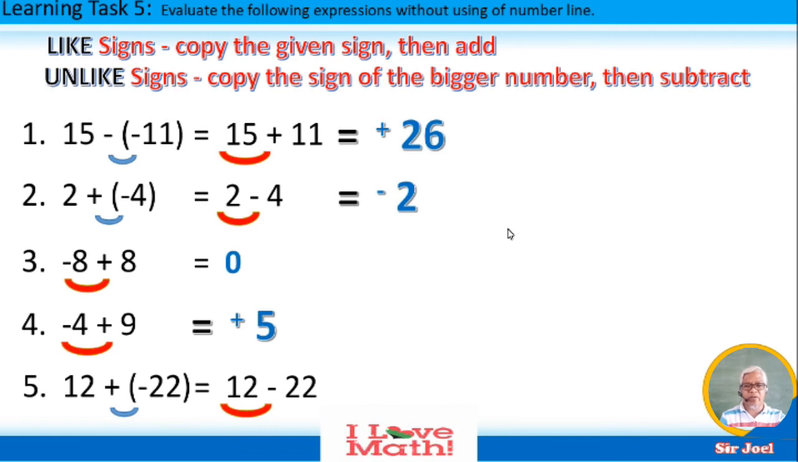Ibig sabihin, alin ang mas malaki ba? Yung 12 o yung 22? Of course, 22 is bigger than 12. Kaya naman, expected na ang sagot natin ay positive. Positive what? 10. Kasi ang difference ng 22 and 12 is 10. Oh, sorry. Negative 10. Kasi ang sign before 22 is negative. Tapos, ang difference ng 22 and 12 is 10. So, again, answer in number 5 is negative 10.